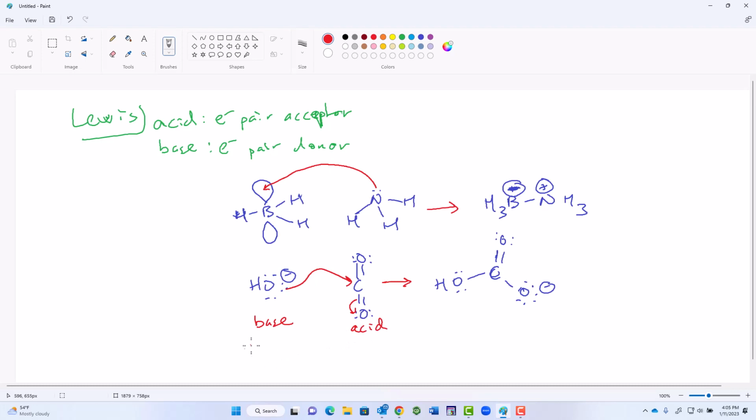Another name that we see in organic chemistry is that Lewis bases we call nucleophiles. They're attracted to nuclei because they have extra electrons. The acid we call an electrophile. It's attracted to electrons and is going to pull those electrons to it. So Lewis bases are always nucleophiles, and Lewis acids are always electrophiles.